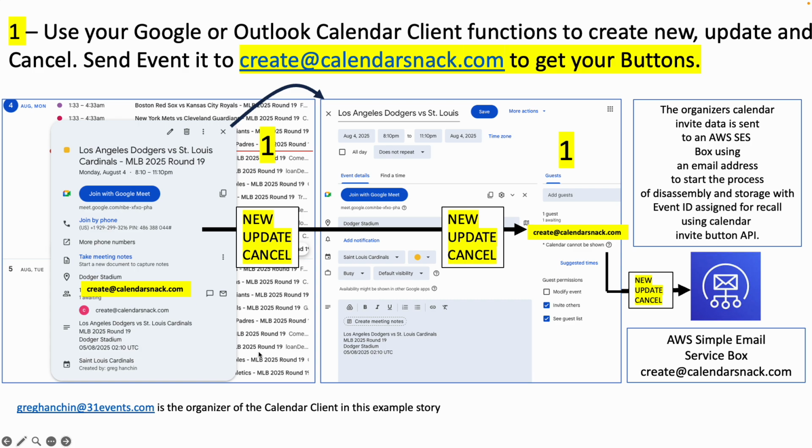So this is my calendar client, and I'm sending data to this box here. This box is create@calendarsnack.com. This tech stack we built, we call it the AWS Calendar Invite server. That's all I'm going to talk about here.